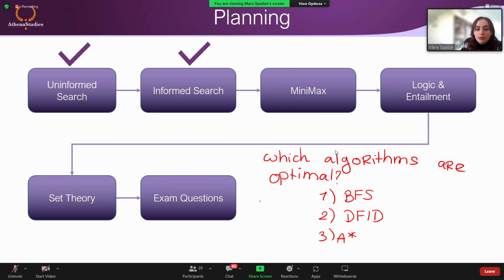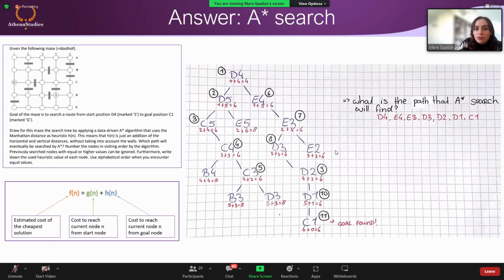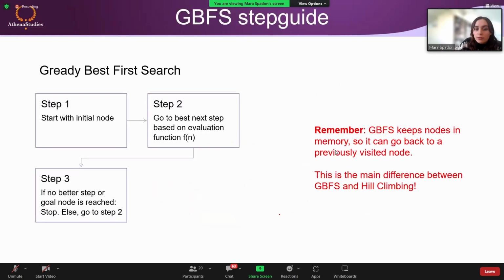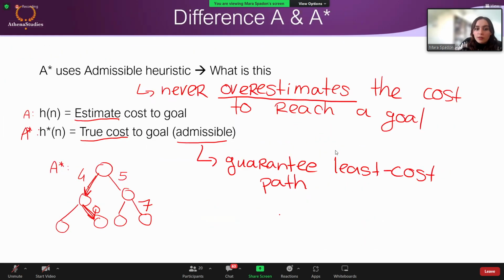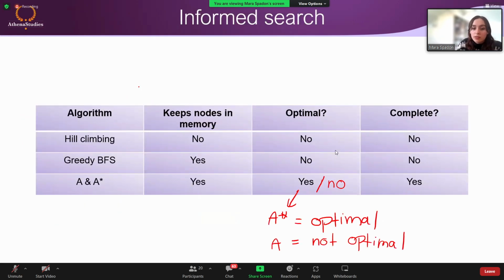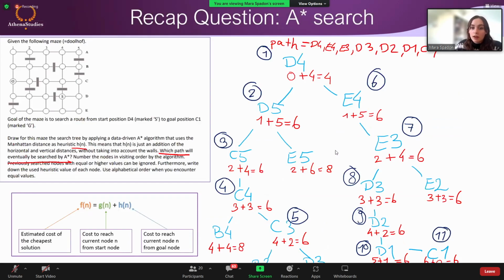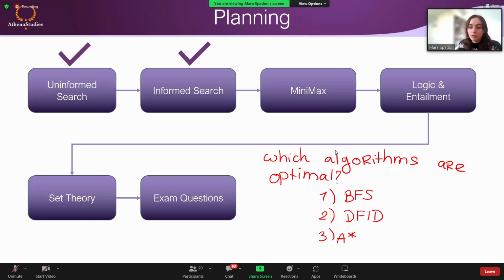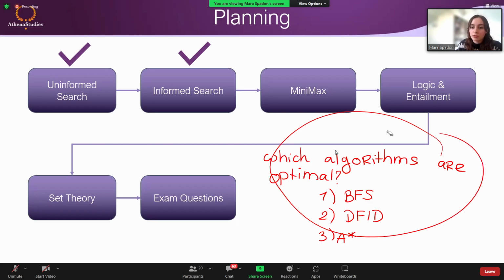Okay. So remember from informed search, you need to know how does this work? What are heuristics? What formula do A and A star use? What is admissible? That is very important. Are they optimal or complete, yes or no? And then how you would draw a search tree for A star in order to answer the question. So those are the main takeaways, I'd say. And if you have a question about which ones are optimal, just remember these three.